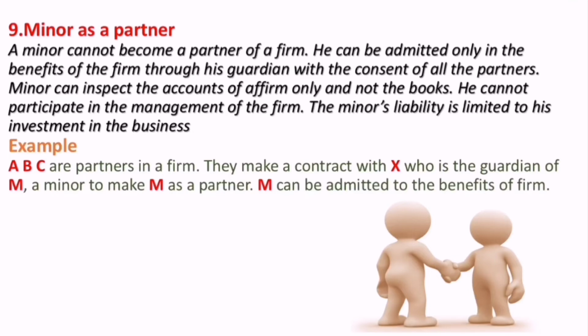A, B, C are partners in a firm. They make a contract with X, who is the guardian of M, a minor, to make M a partner. M can be admitted to the benefits of the firm.